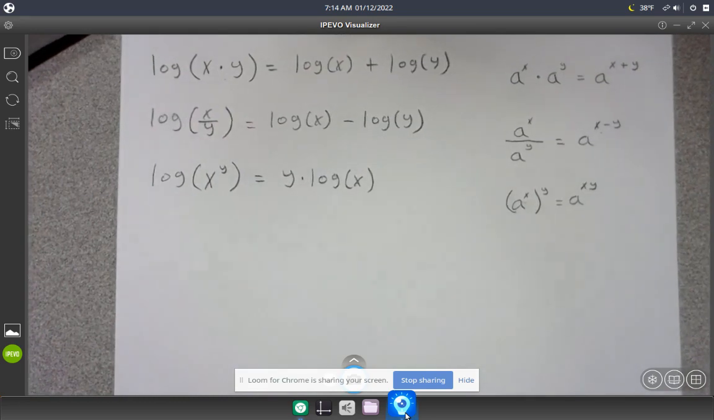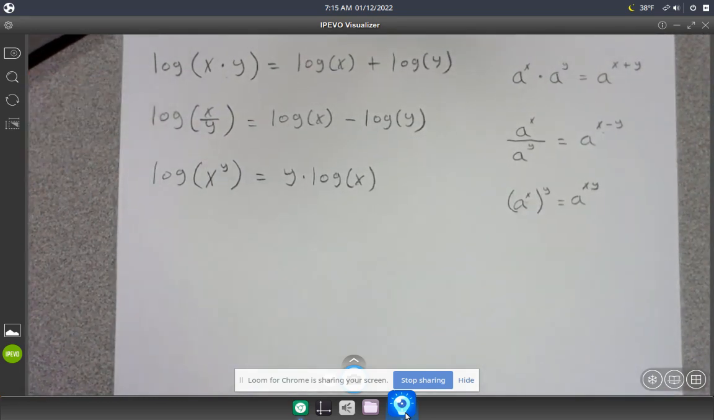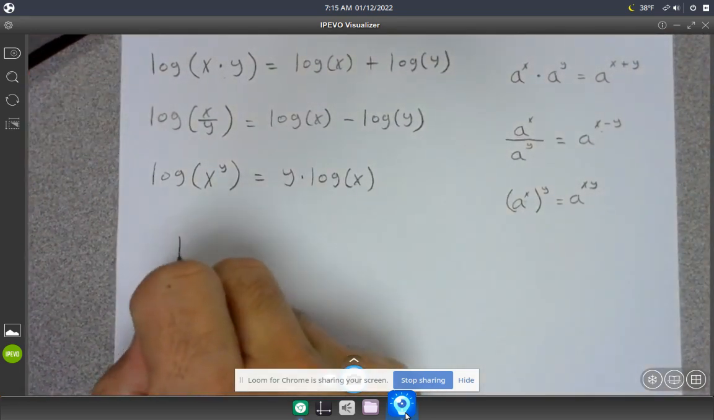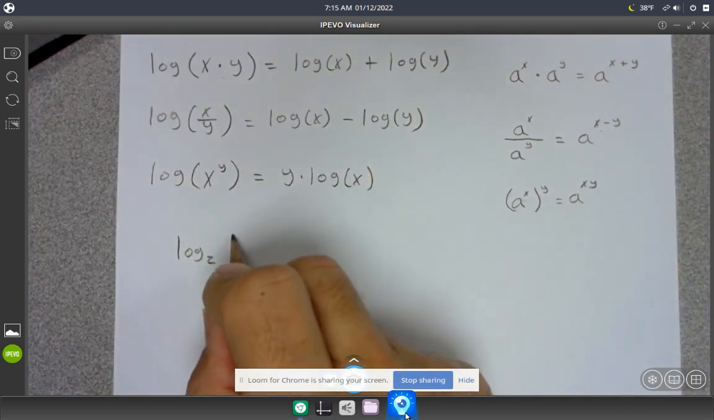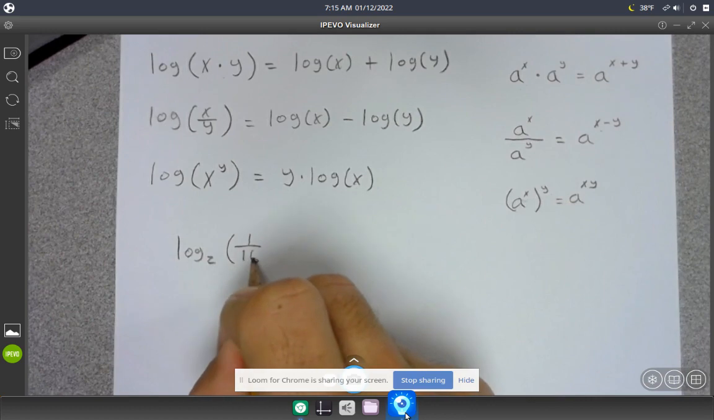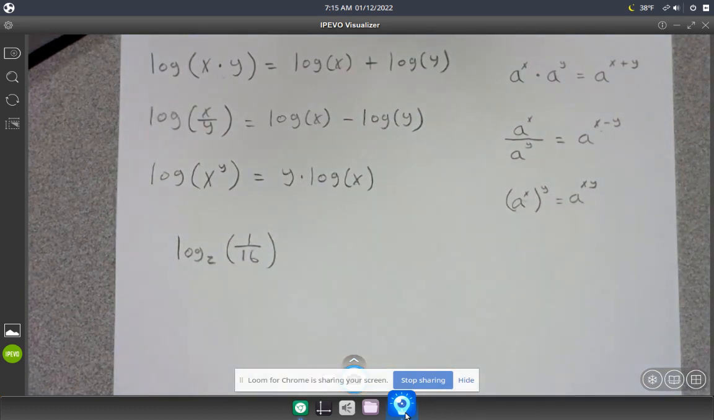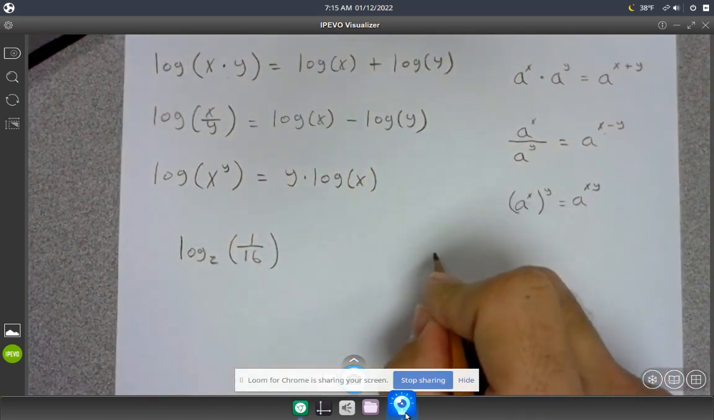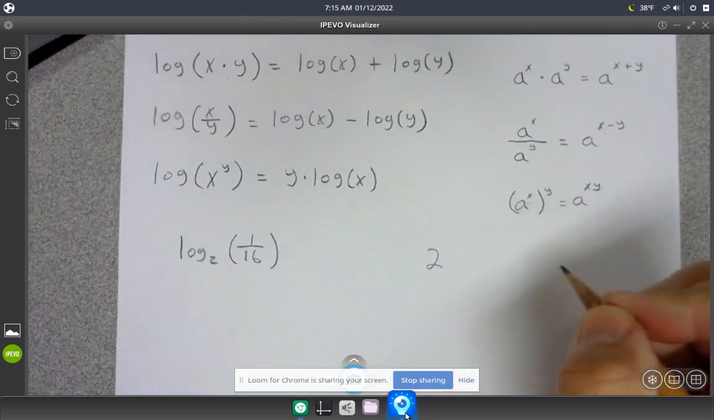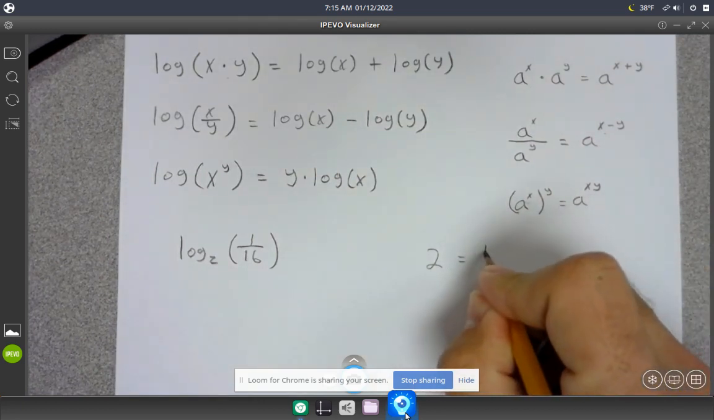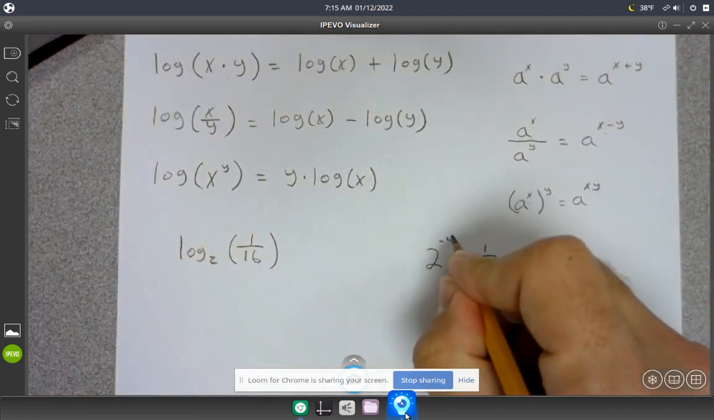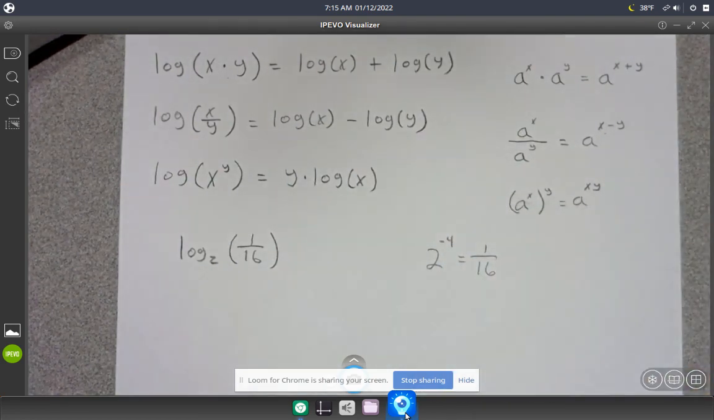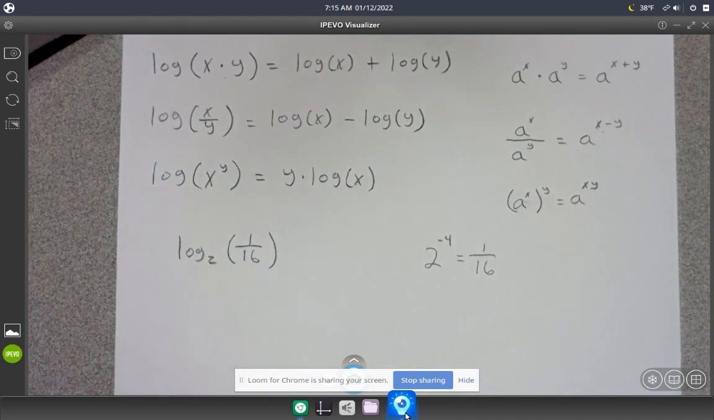I'm going to use this one to evaluate log base 2 of 1/16. We did some of these the other day. It's just 2 to some power is equal to 1/16. And I believe the answer is -4 is what it comes out to. So this should equal -4.